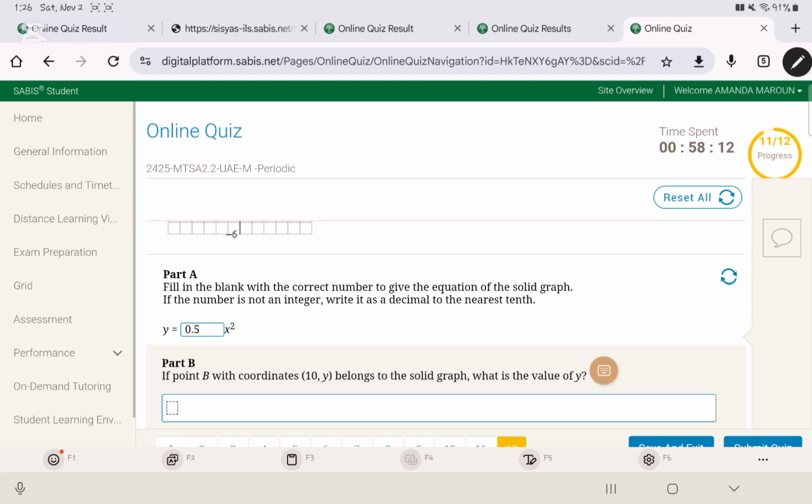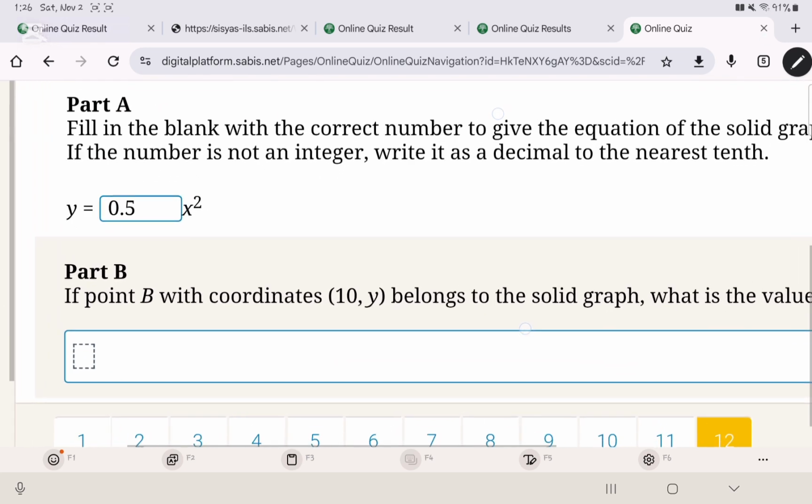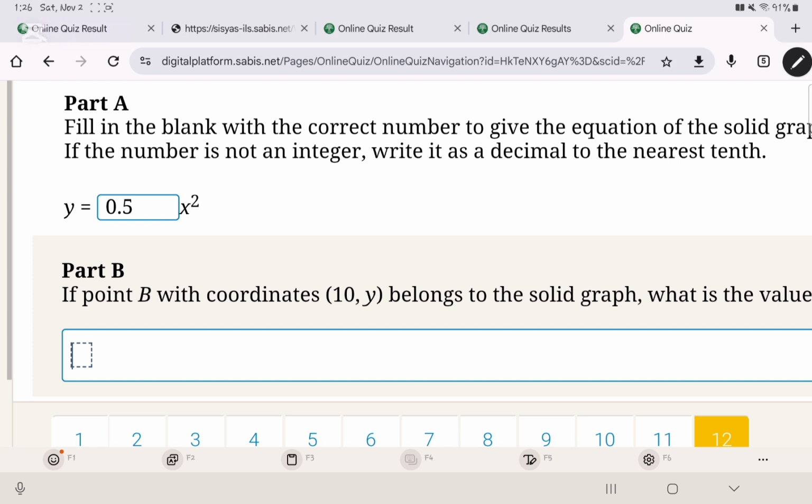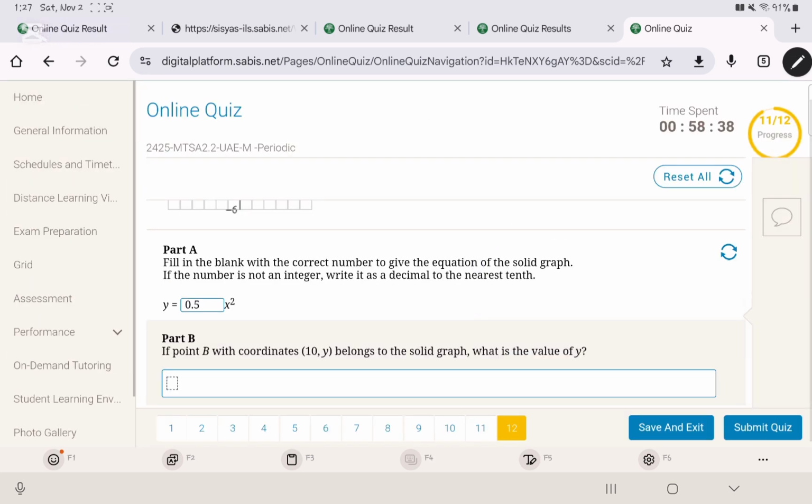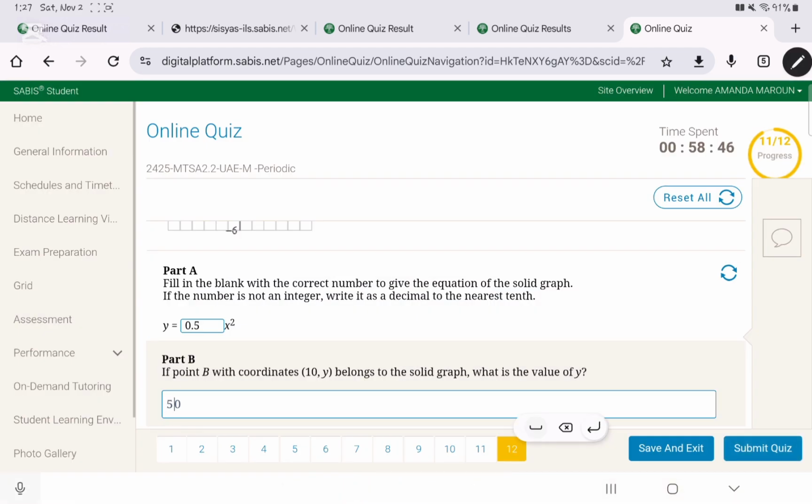Now they told us if we had an x of 10, what would be our y? Very simply, this is our equation, y equals 0.5 times x squared. If we had an x of 10, y is equal to 0.5 times 10 squared. Y is equal to 0.5 times 100. So then y is equal to 50. So our y for point B is going to be, I put 20, I meant to put 50. So now we're going to submit.